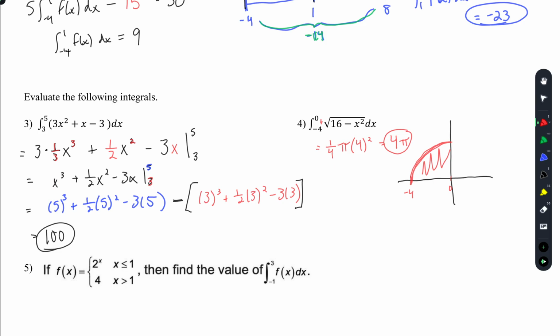Say you were like, it's not a circle, I don't believe you. Well, just mess around with it a little. You can square both sides and then move the x over. And then you're like, oh, standard form.